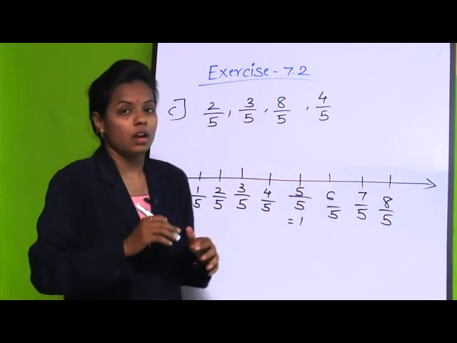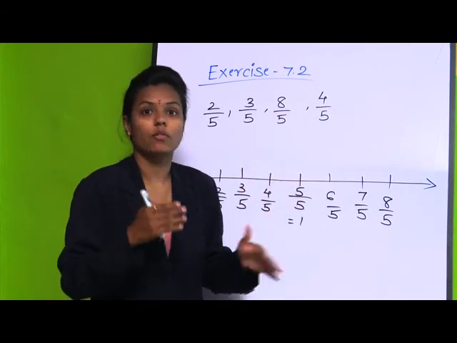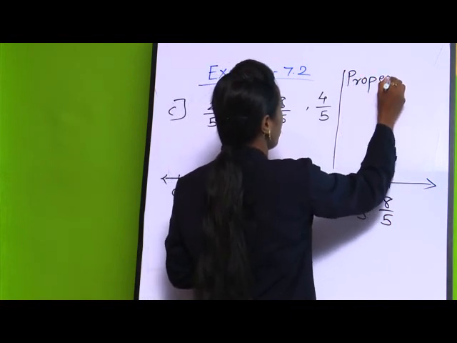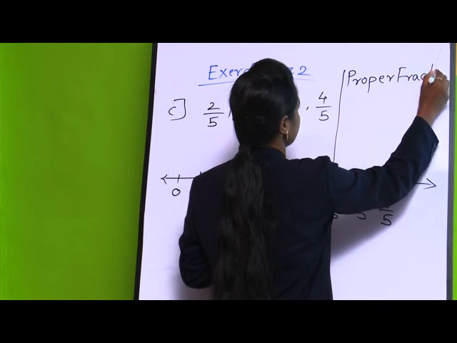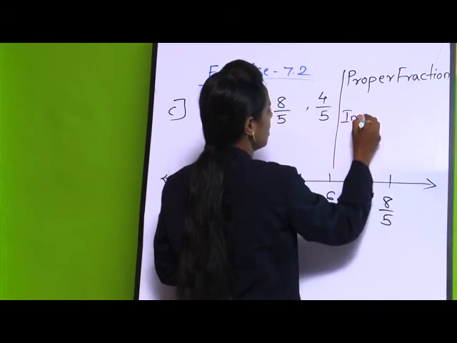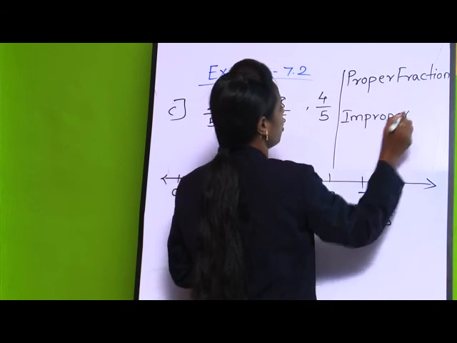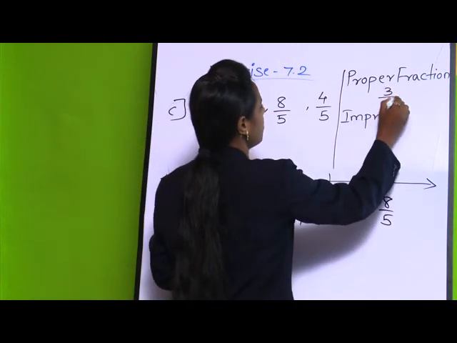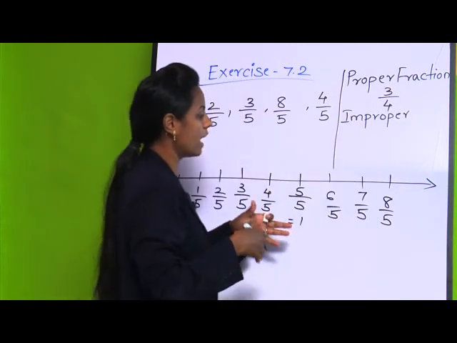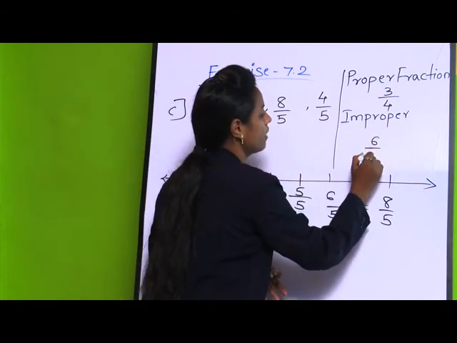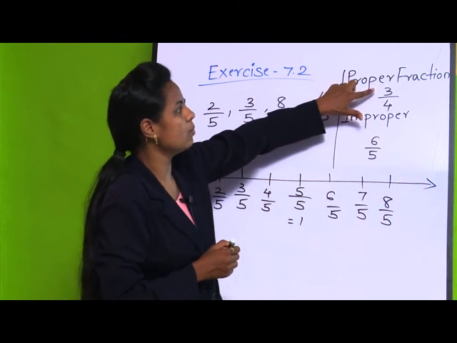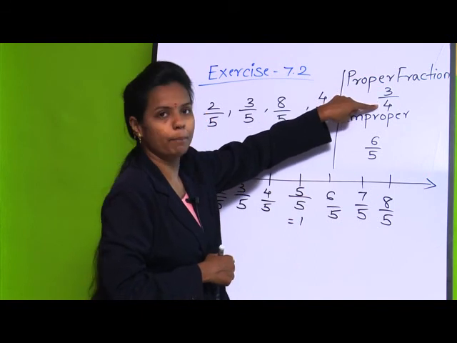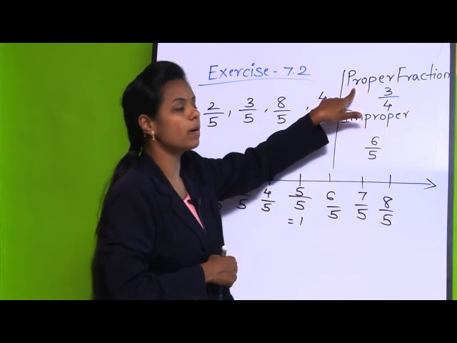Now, see, before this we will go to one more concept, that is two types of fractions, proper fraction and improper fraction. Okay. See here, students, for proper fraction we have the fraction as such 3 by 4, and for this type of fraction we have the fraction as 6 by 5. Okay. See here, this is the numerator and this is the denominator. Numerator is small, denominator is big. This type of fractions are called as proper fractions.